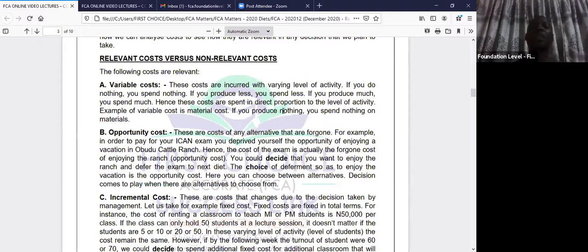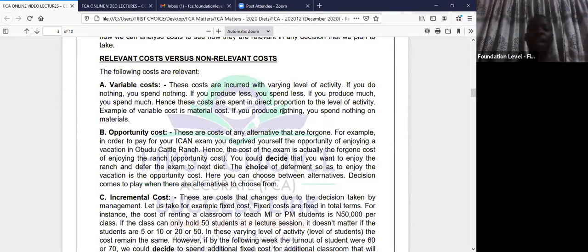So you have maybe 32,000 and you have arranged your list in order of priority. ICAN exam, number one, maybe Obudu Cattle Ranch, number two, maybe you want to buy a television, number three, you want to buy a small phone, number four. You arrange them in order of priority. And as you've done the ICAN, the opportunity cost is the next alternative to ICAN, maybe Obudu Cattle Ranch. So because you have choice, opportunity costs are relevant.